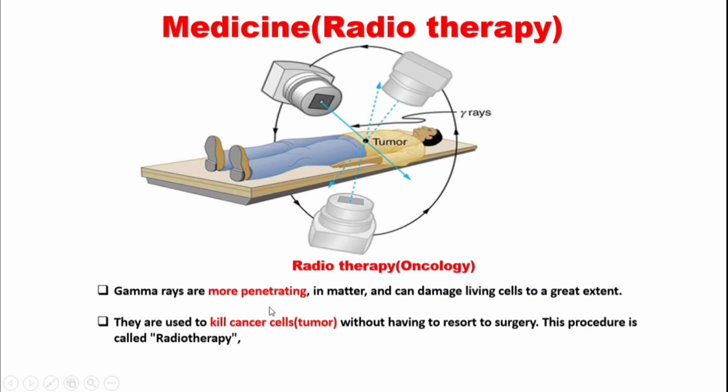Gamma rays are more penetrating in matter and can damage living cells to a great extent. They are used to kill cancer cells or cancer tumors without having to resort to surgery. This procedure is called radiotherapy. Observe this sketch.